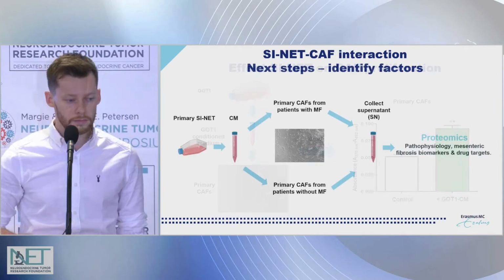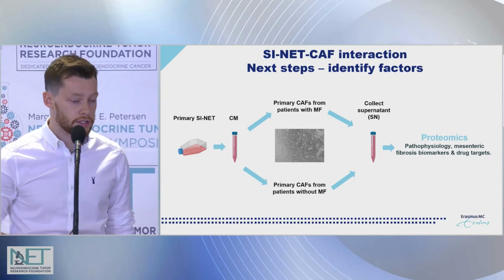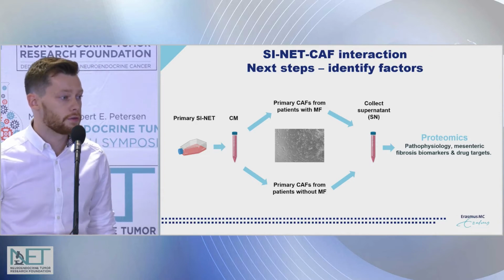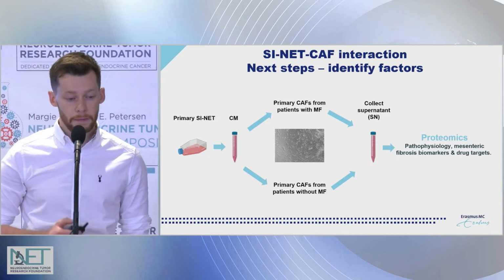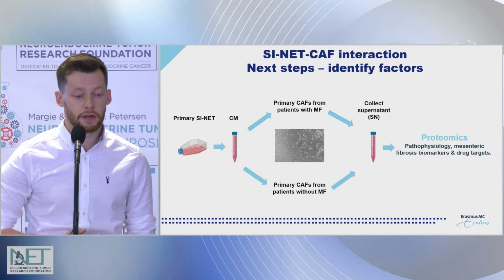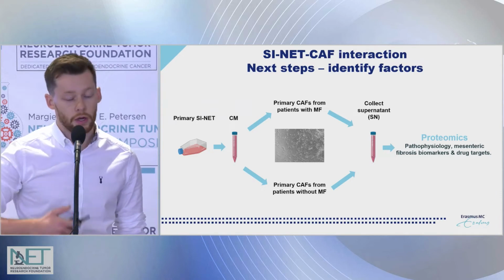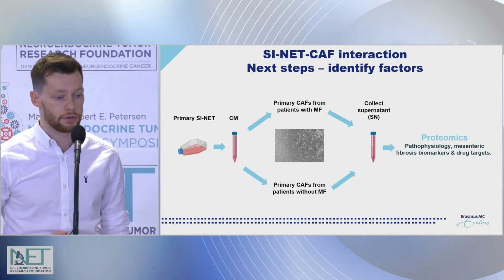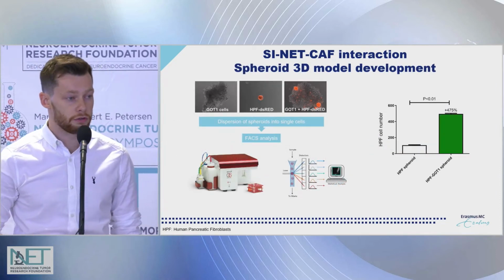The next steps of this model will be to isolate and culture primary SINET cells, and again take conditioned media from these, and culture primary CAFs from patients with mesenteric fibrosis or without mesenteric fibrosis, collect the supernatant, and then run proteomic analysis, firstly looking into the pathophysiology, but then hopefully developing that into potential biomarkers and drug targets for mesenteric fibrosis. The second model being developed at Erasmus is a spheroid 3D model.